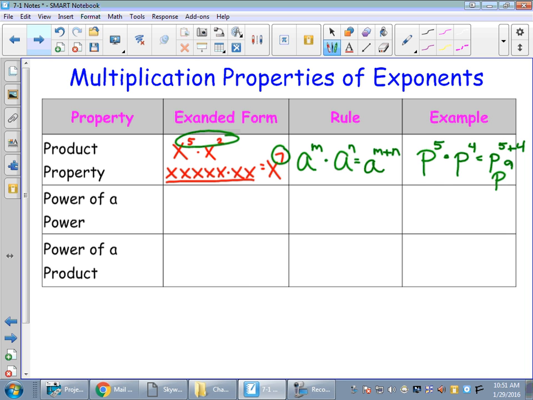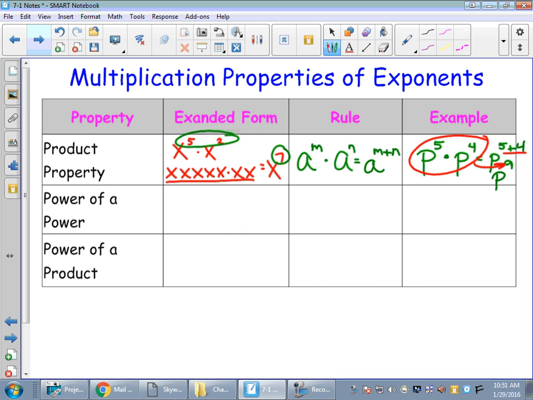I really don't need to see that you write 5 plus 4 up in the corner. If you want to use the rule, you look at this, it's multiplication, which means you're going to add the exponents. When you multiply exponents of variables, you really just add the exponents.